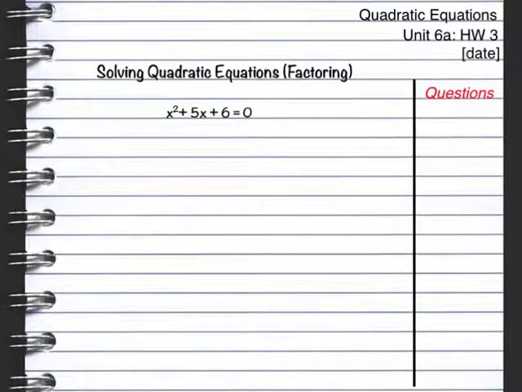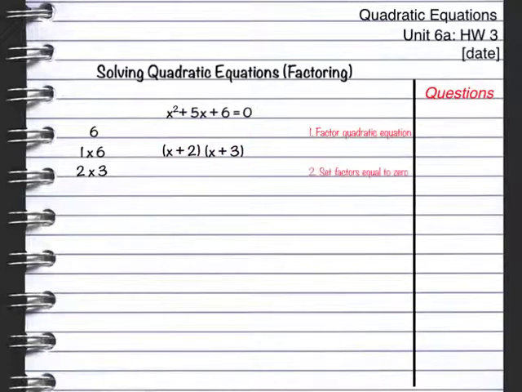So let's start with your standard quadratic equation, x squared plus 5x plus 6 equals 0. The first thing we want to do is go ahead and factor our quadratic equation. Remember, you're going to take C, 6, and find all the factors of 6. We want factors that multiply to give us 6, but add to give us 5. That's going to be 2 and 3. So we're going to rewrite our quadratic as factors, x plus 2 times x plus 3.